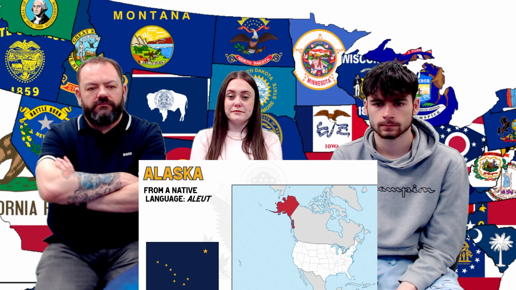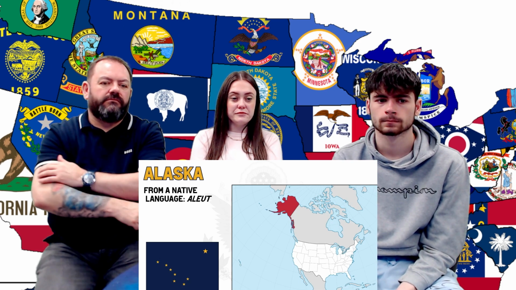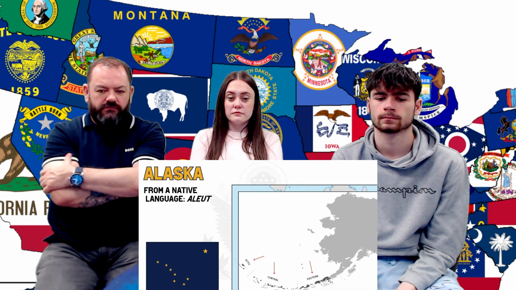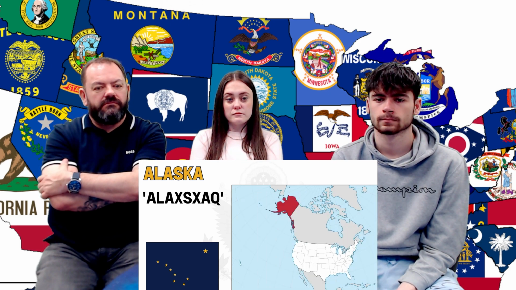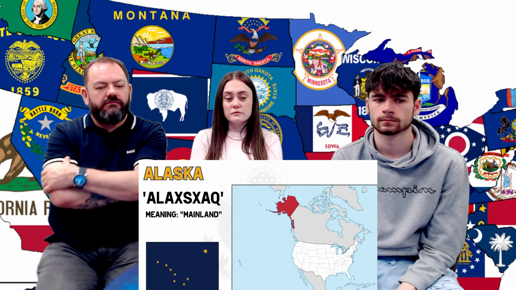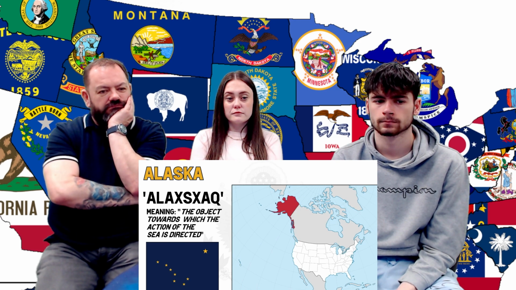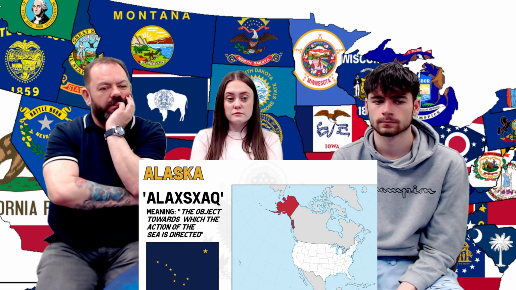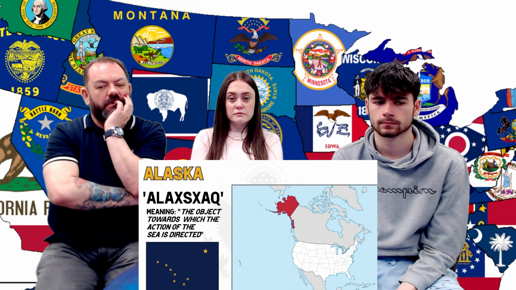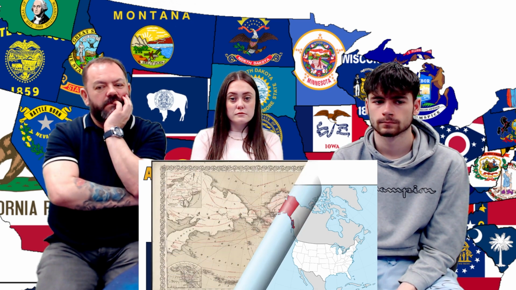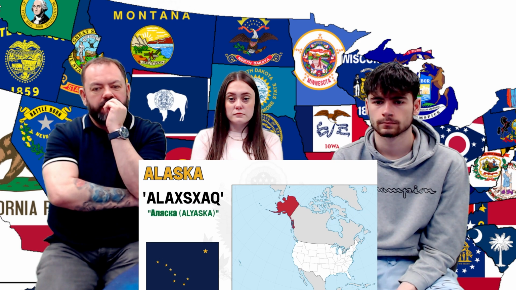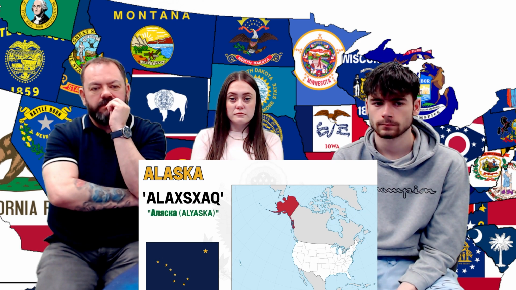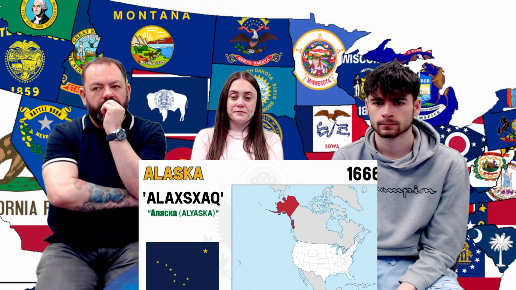Starting with the 2 non-contiguous states. Alaska's name comes from a native language, Aleut, spoken in this chain of islands. They use the word Alaxsxaq, which I'm mispronouncing, to describe the meaning of mainland, or if we literally translate it, the object towards which the action of the sea is directed. So the place where the waves hit, I guess. Alaska was first colonized by the Russian Empire, who then sold it to the United States. And this native word, Alyaska, the name the empire baptized their colony with.